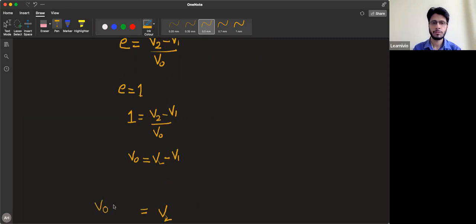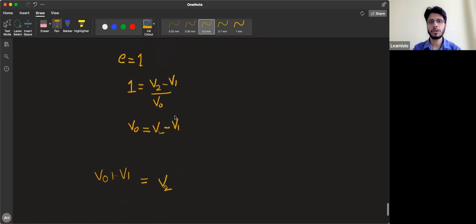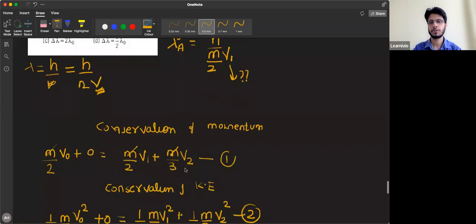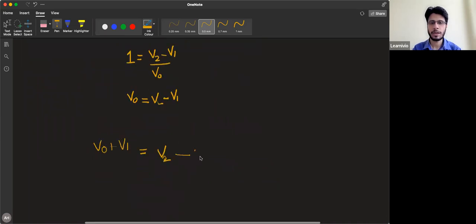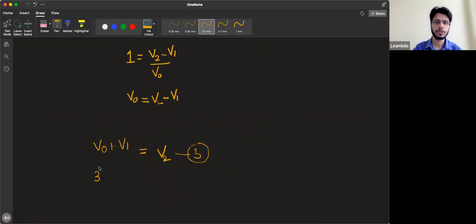V0 plus. Now, instead of the value of V2, you can substitute it here in the conservation. So it's a lengthy problem. If you connect this with mechanics, it's a very lengthy problem. So you can substitute 3 in 1.